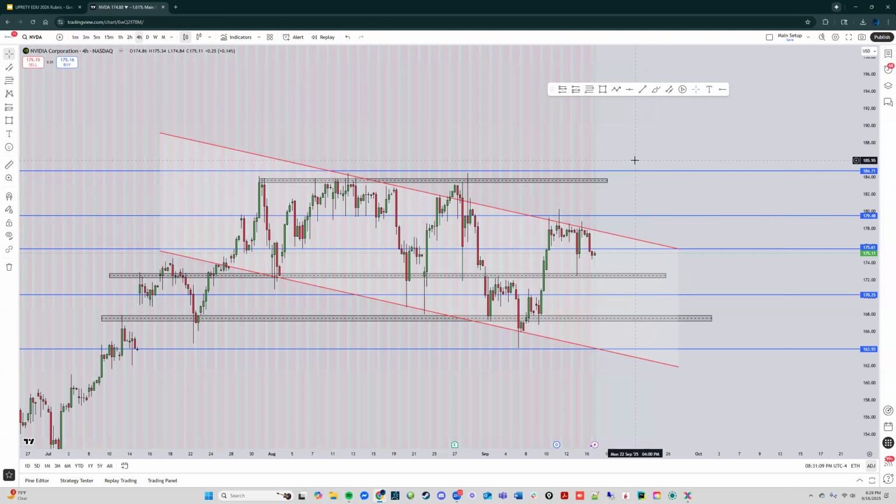Thanks. Okay, so now we have identified: a demand zone means price reverses up, a supply zone means price reverses down. Any questions about supply and demand zones so far?